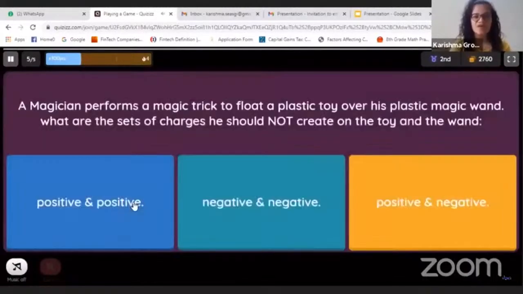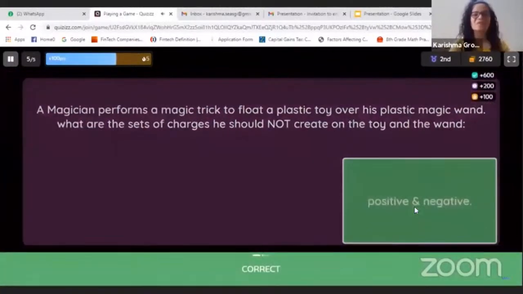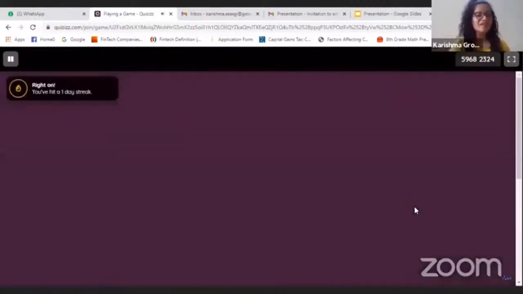As a magician performs a magic trick to float a plastic toy over his plastic magic wand, what are the sets of charges he should not create on the toy and the wand? Positive and positive will repel, so the magic will work. Negative and negative will repel, so the magic can work. Positive and negative will stick, they attract, so he should not create positive and negative. Good job. Okay, so we are all done.